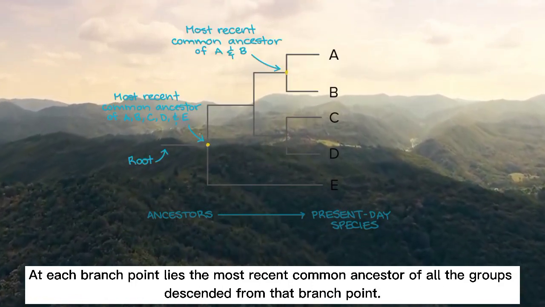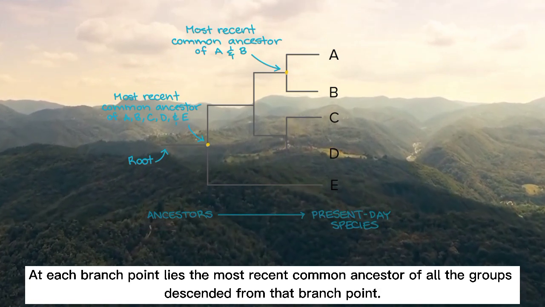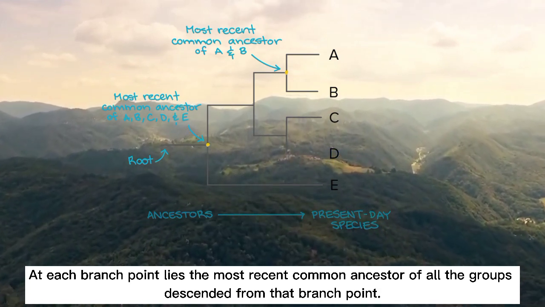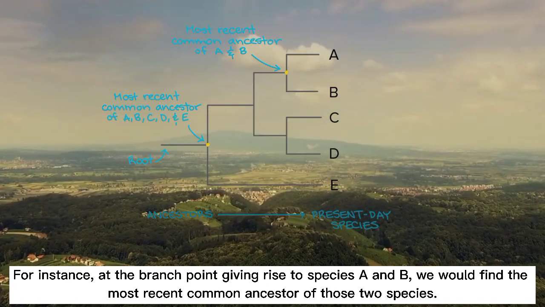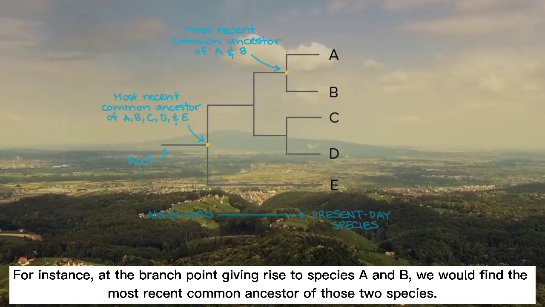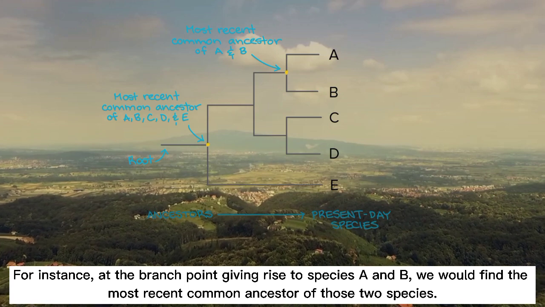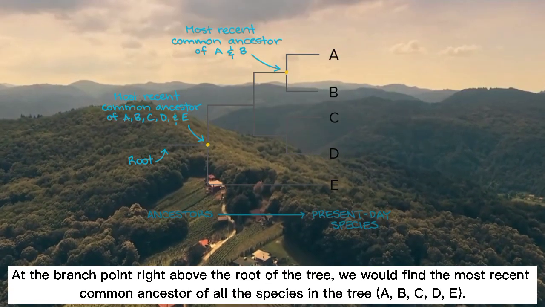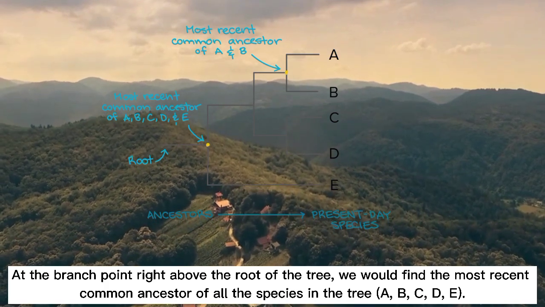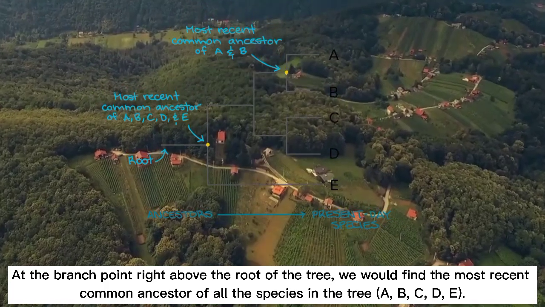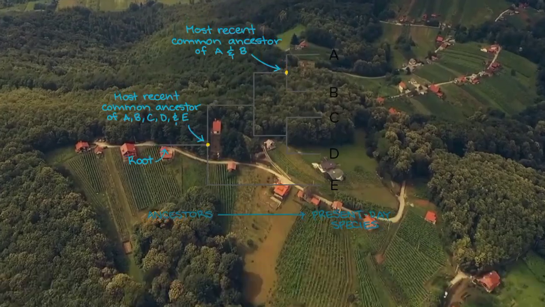At each branch point lies the most recent common ancestor of all the groups descended from that branch point. For instance, at the branch point giving rise to species A and B, we would find the most recent common ancestor of those 2 species. At the branch point right above the root of the tree, we would find the most recent common ancestor of all the species in the tree, A, B, C, D, E.